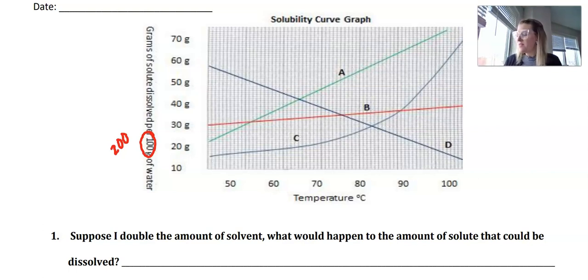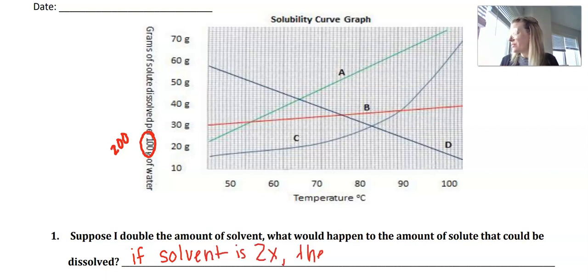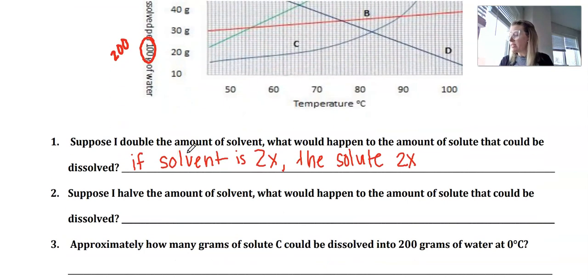If the solvent is doubled, the solute is doubled. So therefore I can add double the amount that I normally would be able to. And I want to point out that the Regents does like to be tricky here. They like to use 200 grams of water without telling you they've doubled it, just to try to trip you up.